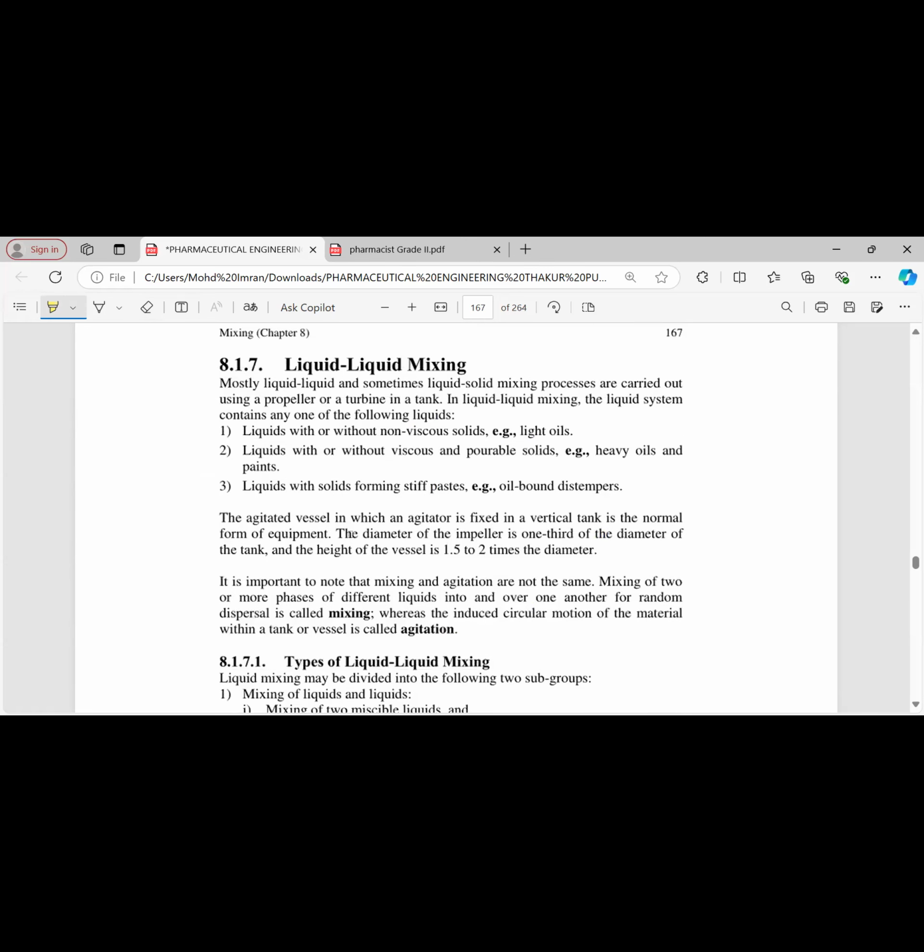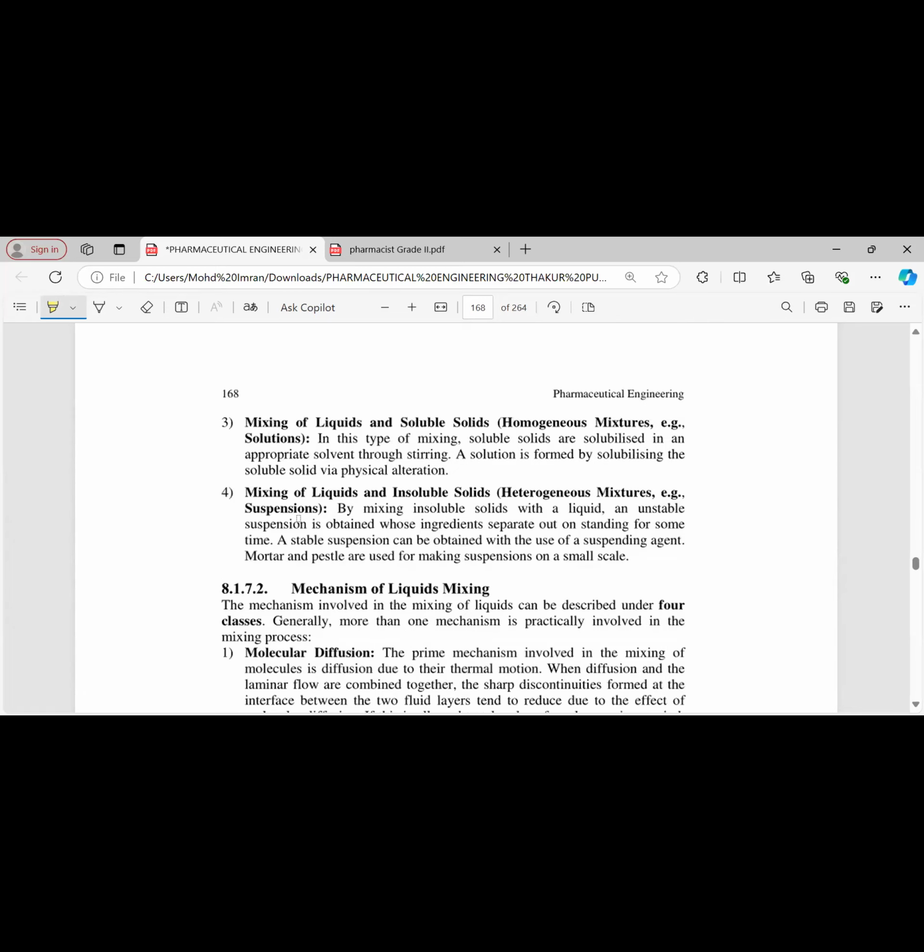Okay. Next, liquid mixing is also there. A lot of times we need to mix liquids with liquids, like mixing oils, or mixing oil phases with aqueous phases. So liquid mixing also plays an important role. There, the mechanisms or the equipment we use is important.